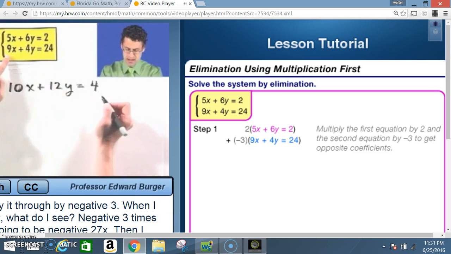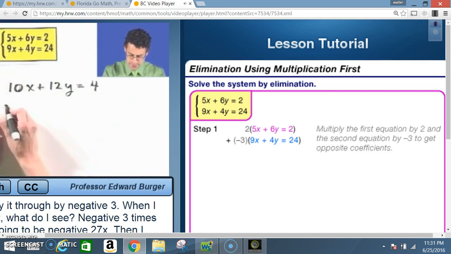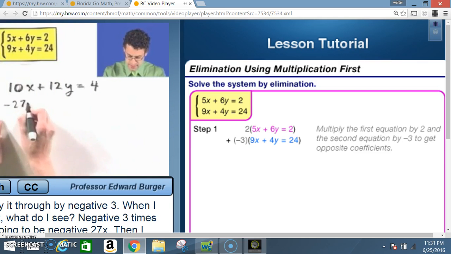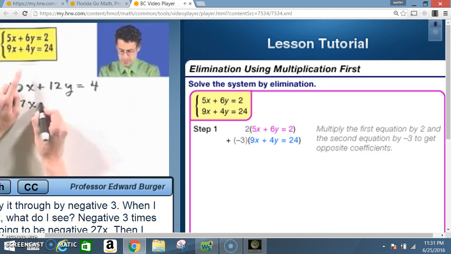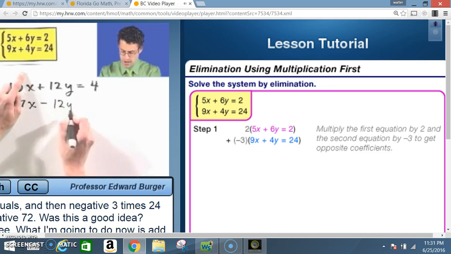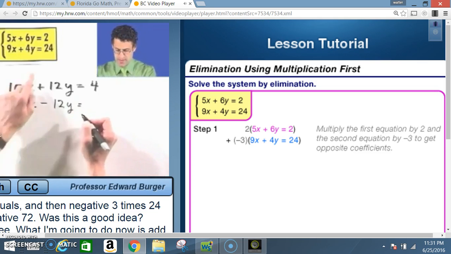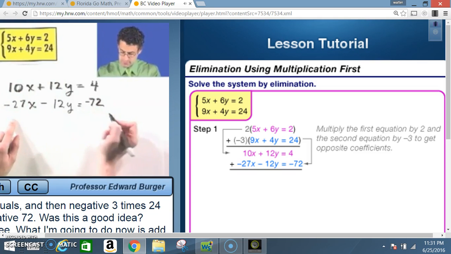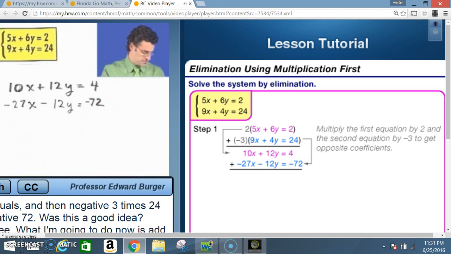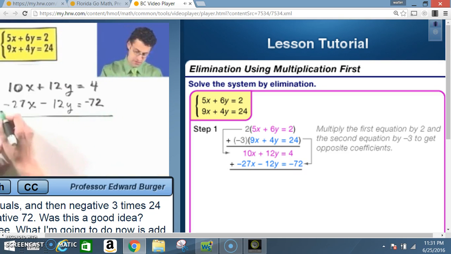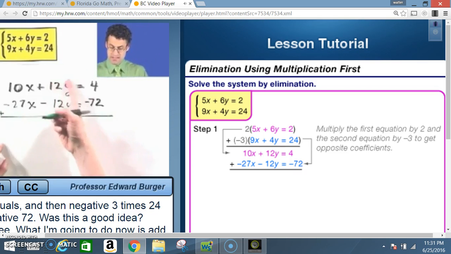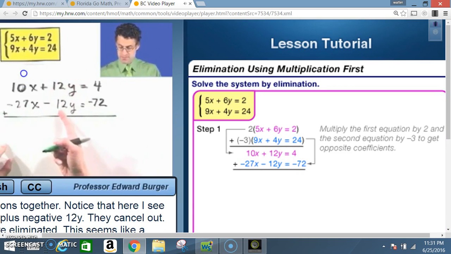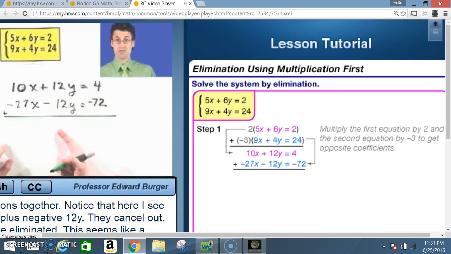Well, negative 3 times 9x is going to be negative 27x. And then I'm going to have a minus 12y equals, and then negative 3 times 24 is negative 72. All right, now, was this a good idea? Let's see. What I'm going to do now is add these two equations together. And notice that here I see a 12y plus negative 12y. They cancel out. They're eliminated. So this actually seems like a good idea.